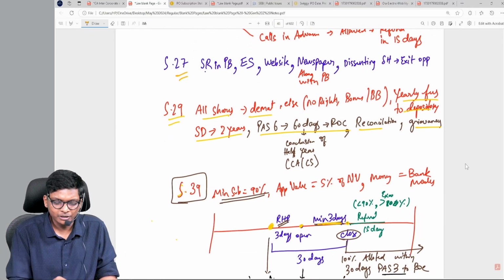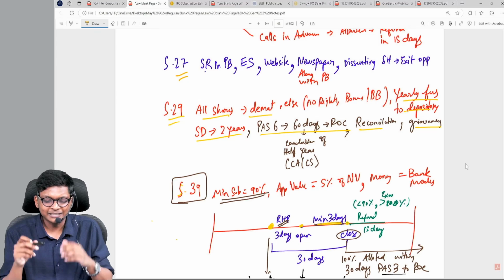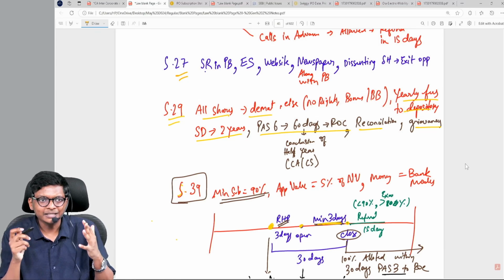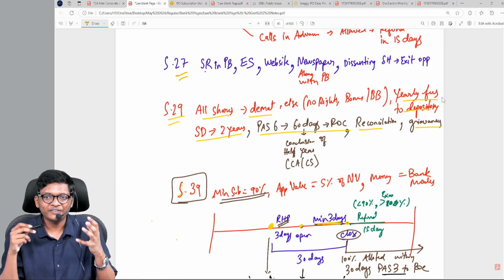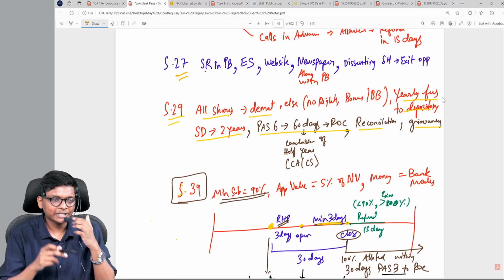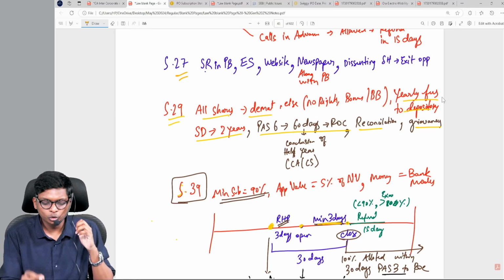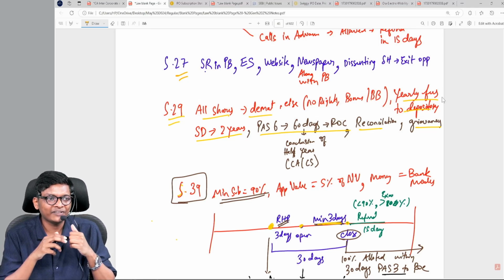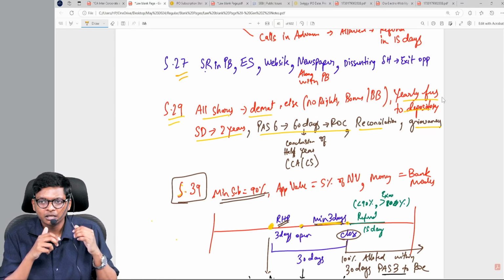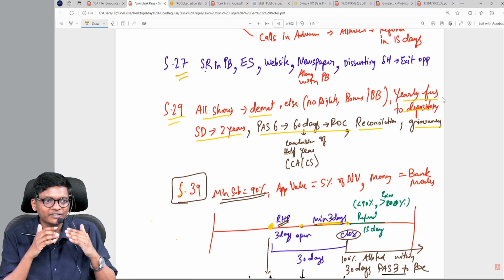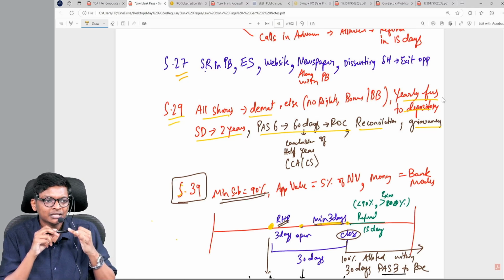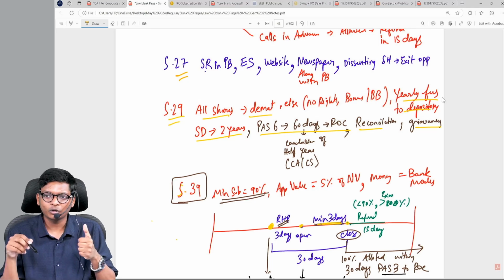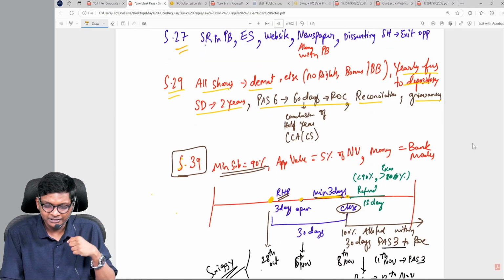Next, section 29 we saw is demat. All shares have to be in demat. If it's not in demat, you can't issue. No rights, no bonus, no buyback. Yearly, you have to pay fees to the depository. Security deposit should be given for 2 years. PAS 6 should be filed within 60 days of the end of the half year to the ROC. Who will sign? CA or CS. Reconciliation, grievances. Are you able to follow, guys? Are you able to recollect all the points?